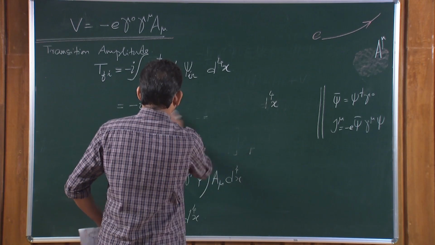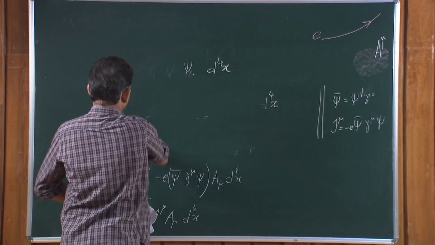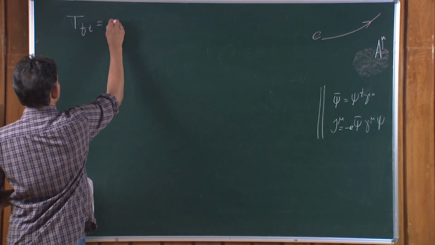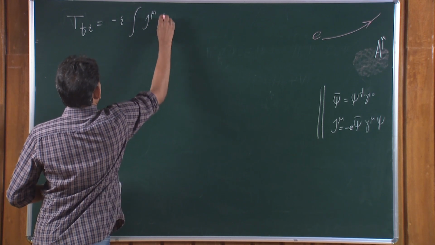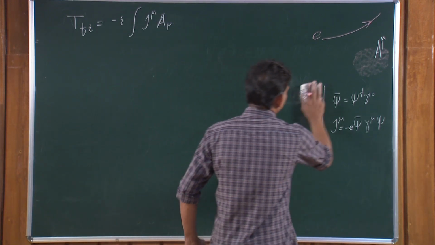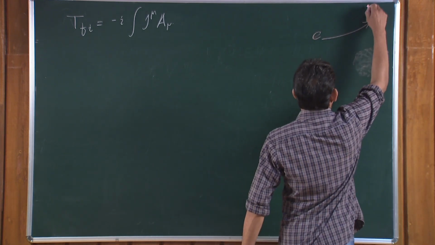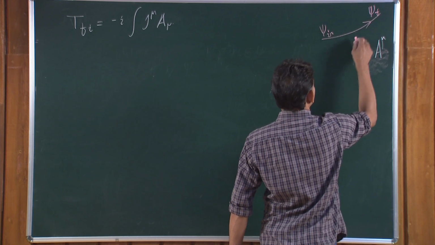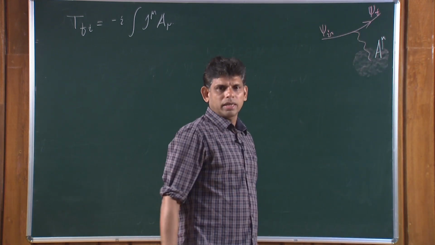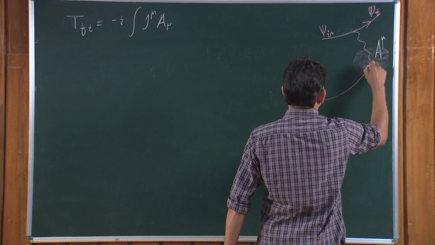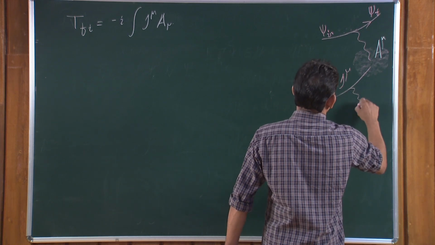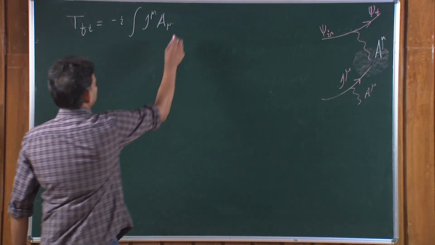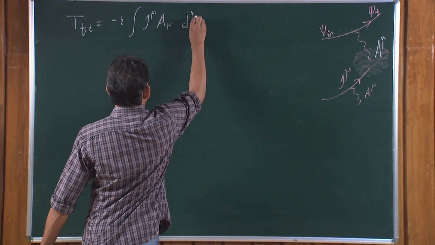So, this is one thing which we will keep in mind. Let me write that again. So, we have T f i is equal to minus I integral j mu A mu. If you look at this here, we can think about this as, say, an electron initially represented by psi i, finally represented by psi f, and then the photon which is represented by some field. It is interacting with this, and this is essentially represented by a current j mu interacting with A mu. So, that is the picture we have. Of course, we have integrated over the spatial volume.